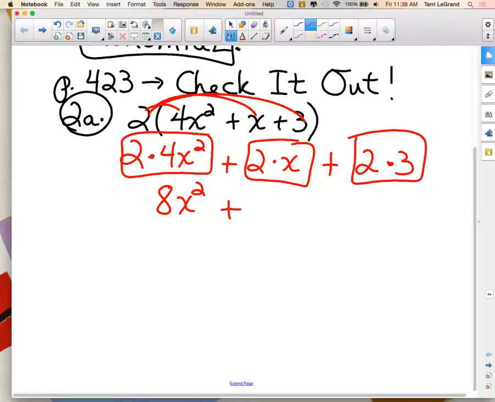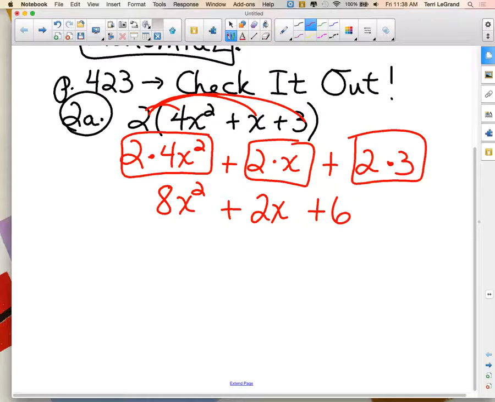The second term, Clarion, what's that one going to become? 2x. Trust me, I'm not asking any trick questions. I just need you to be alert, that's all. Calvin, what's the last term going to become? 6.